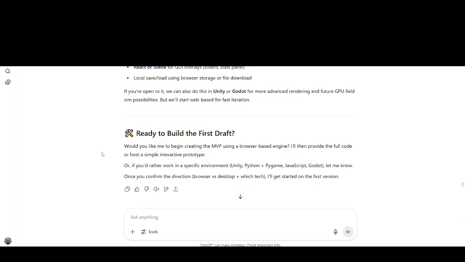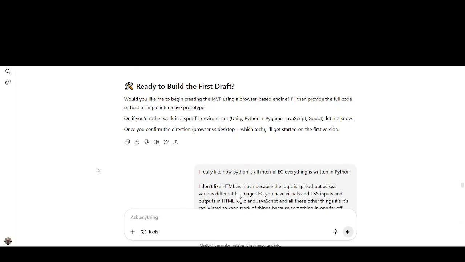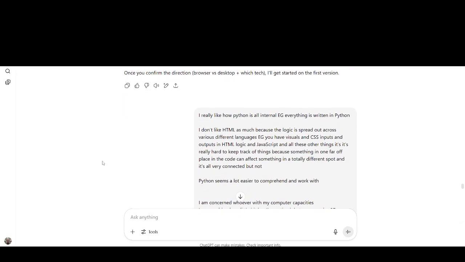Would you like to begin creating the MVP using a browser-based engine? I'll then provide the full code or host a simple interactive prototype. Or if you'd rather work in a specific environment, Unity, Python, Pygame, JavaScript, Godot, let me know. Once you confirm the direction, browser versus desktop, and which tech, I'll get started on the first version.